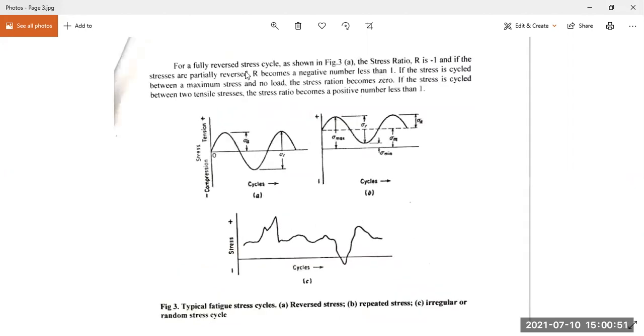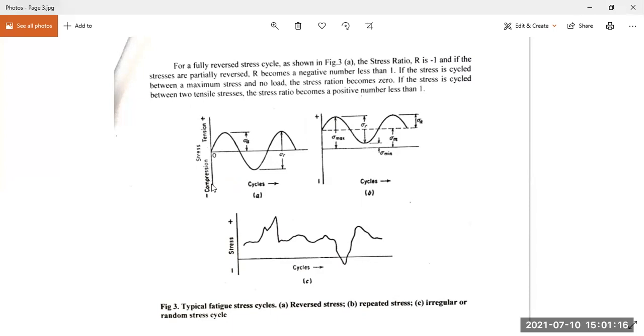For the fully reversed stress cycle as shown here, the stress ratio is -1, and when the stress is partially reversed, the ratio becomes a negative number greater than -1. If the stress is cycled between a maximum and no load, the stress ratio becomes 0. But if the stress is cycled between two tensile stresses, the stress ratio becomes a positive number less than 1.